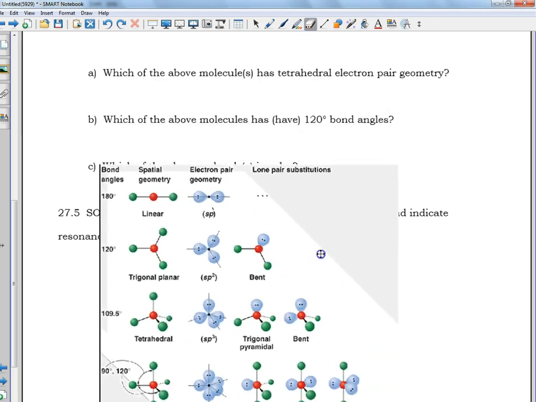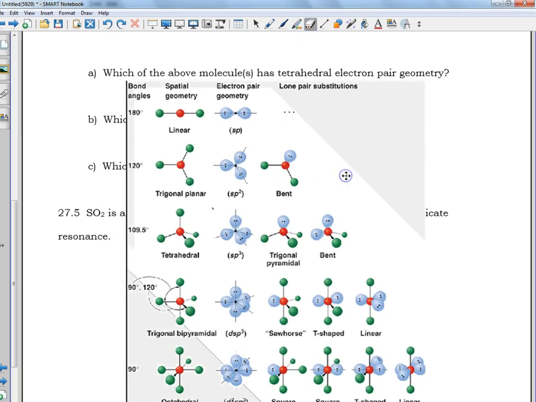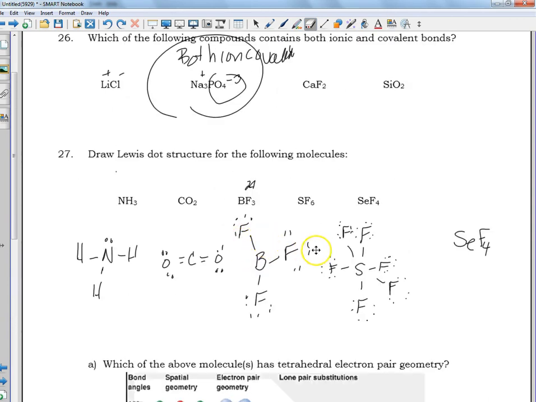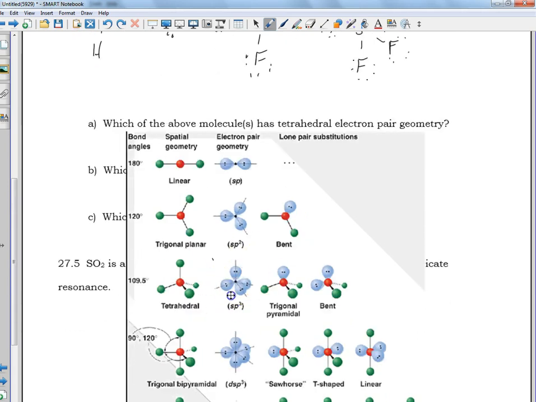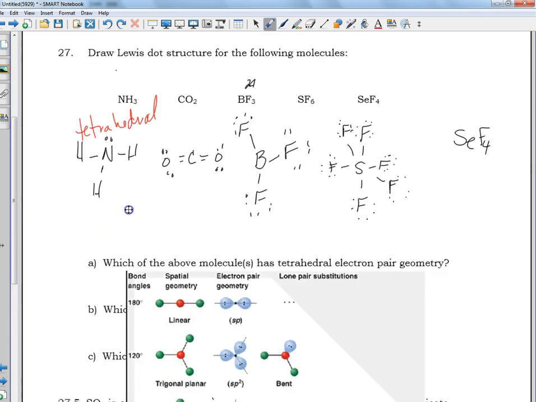So the question was, who has electron pair geometry, tetrahedral? Well, tetrahedral electrons mean they're going to have 4 bond areas. Either 3 bonds and a lone pair, 2 bonds, 2 lone pairs, but a total of 4. Nitrogen is bonded to 3 hydrogens and has a lone pair, so this guy is the tetrahedral. Now, is he actually a tetrahedral? No. His basic geometry is tetrahedral, but he has that one lone pair, so his name is trigonal pyramidal.